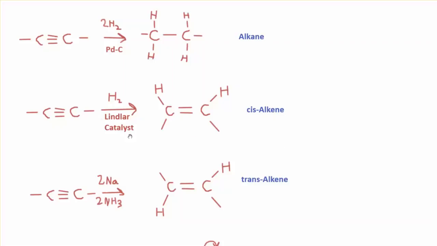This will use a similar mechanism to the previous reaction, and it will always result in a cis alkene, because the two hydrogens always add from the same side via syn addition. If you want to create a trans alkene instead, you need to use a different method. This method is called dissolving metal reduction, and it uses sodium metal along with liquid ammonia.